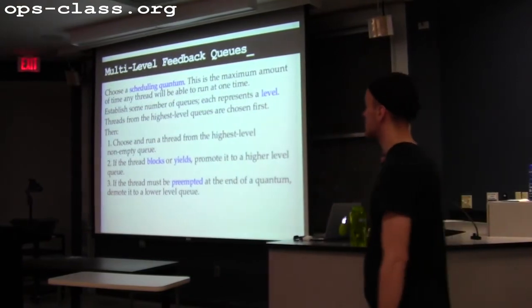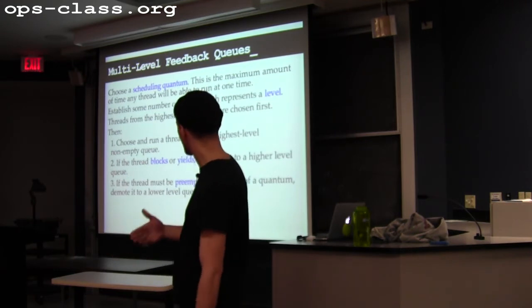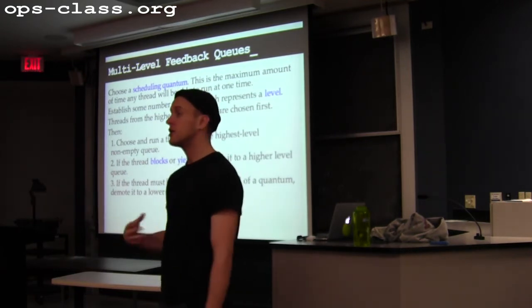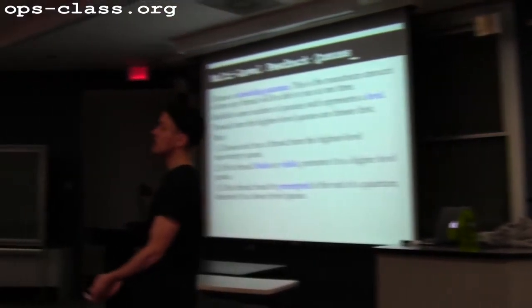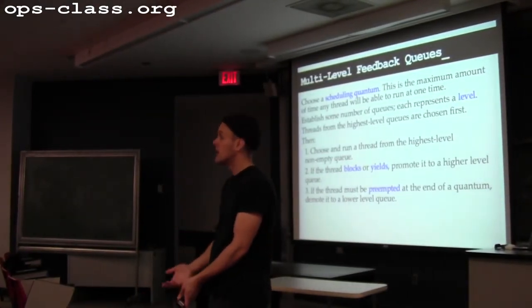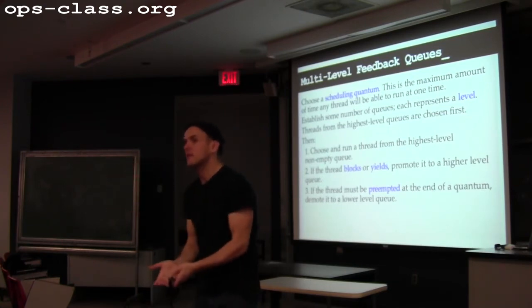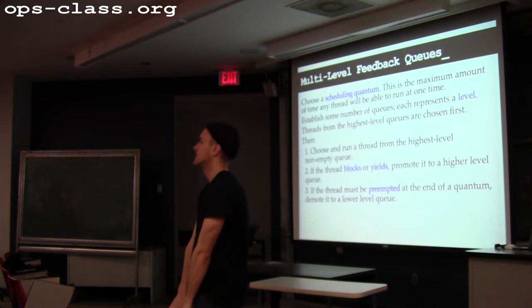And so how do I move threads between levels? If a thread blocks or yields, now this doesn't always happen immediately, but if a thread blocks or yields, the simplest way is to say, okay, you're a good citizen. You finished. You didn't use very much CPU. You used less than I allocated for you. So I'm going to move you up a level, okay? If a thread completes its quantum, I'm going to toss you down a level.